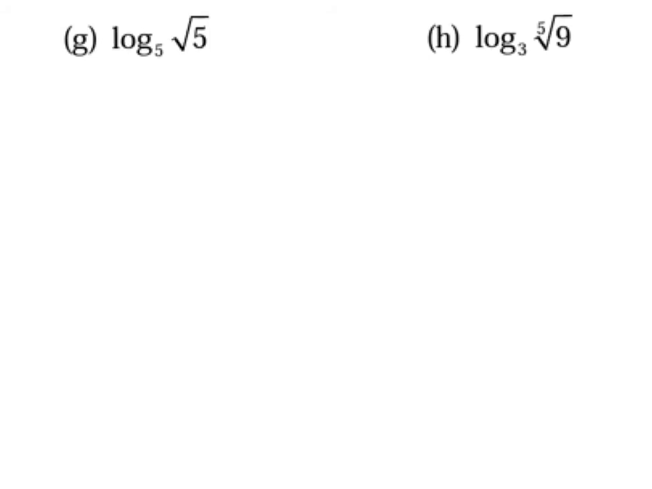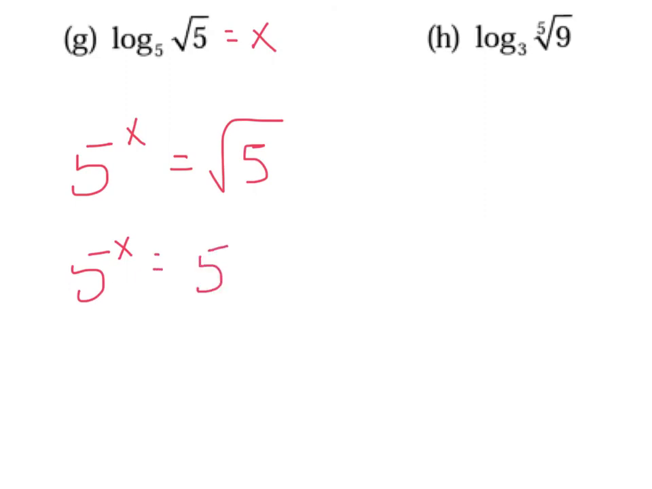A couple more examples here that look like a lot of fun. Let's see. Log base 5 of radical 5 equals x. So let's go around the world. Let's say 5 raised to the x power equals radical 5. Now what I'm going to do is rewrite radical 5 in the form of a fractional exponent. Anytime you have a radical, it's equivalent to a 1/2 power. Therefore, x equals 1/2.